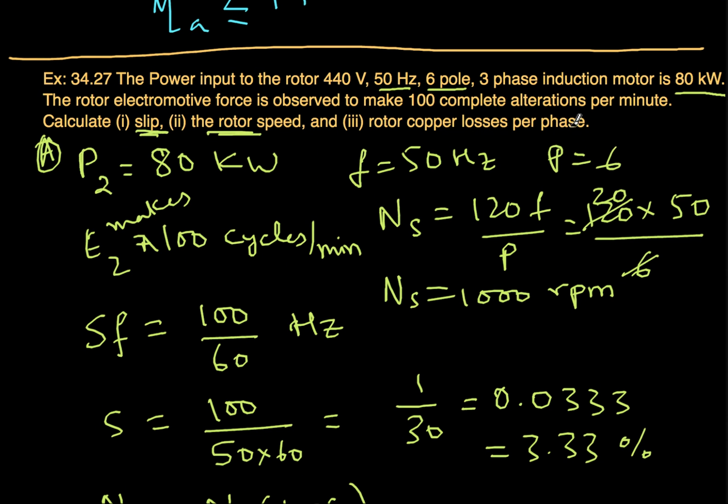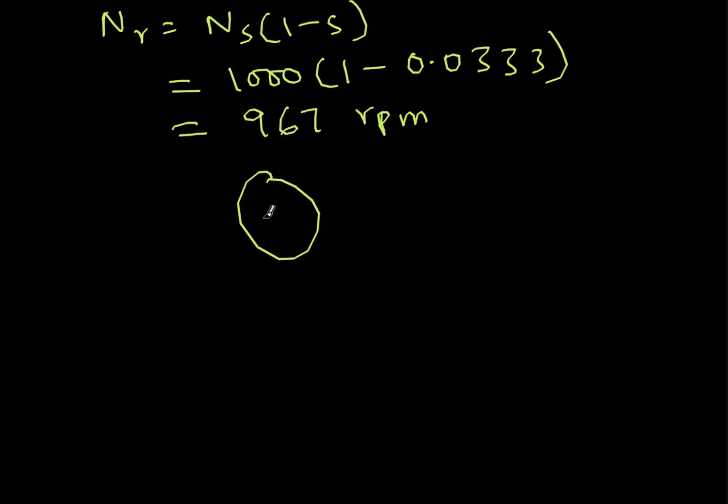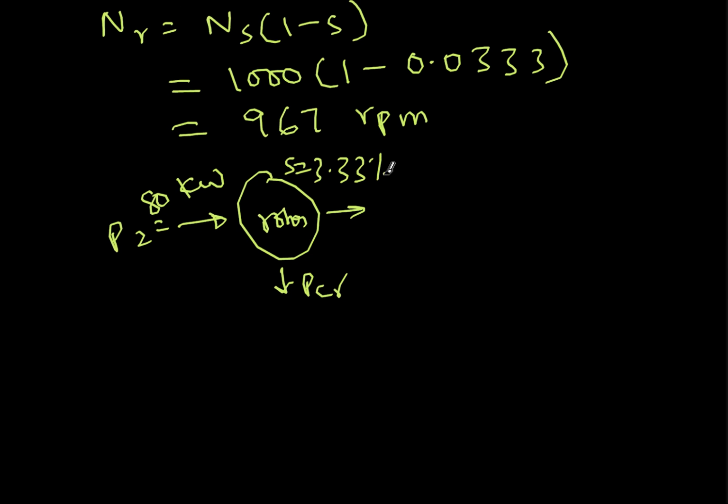Now rotor copper losses per phase. So how do you know the rotor copper losses? This is the rotor. Input is 80 kilowatts. This is P2. Therefore I know PCR, and then I know of course slip is 3.33%. And the output will be PM, which is 96.7 percent. Anyway, so now let's calculate that.